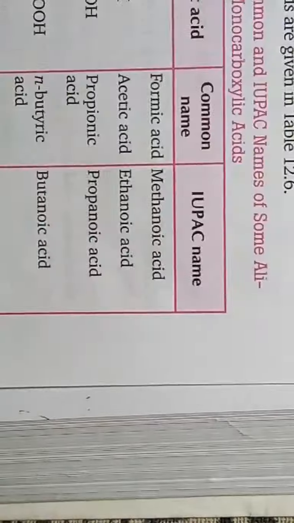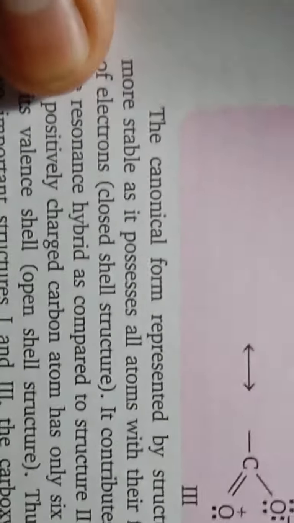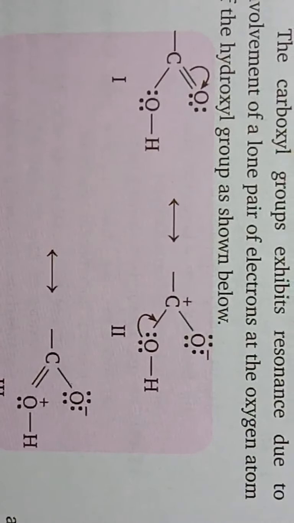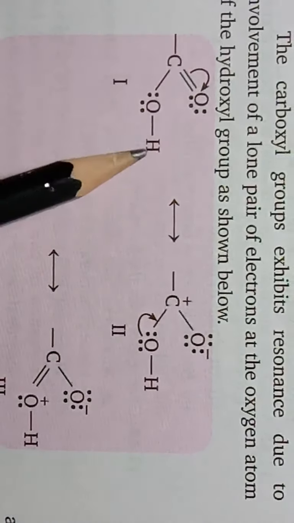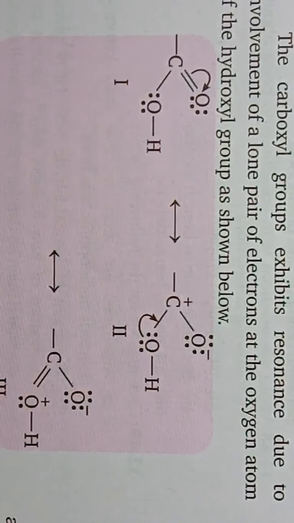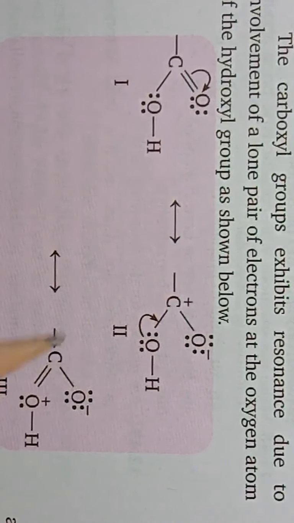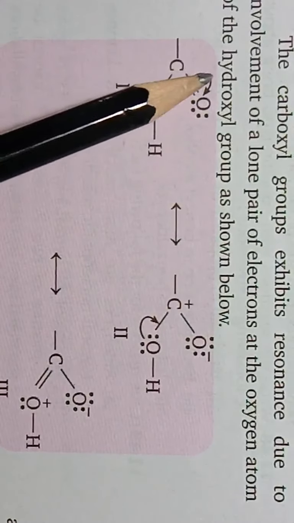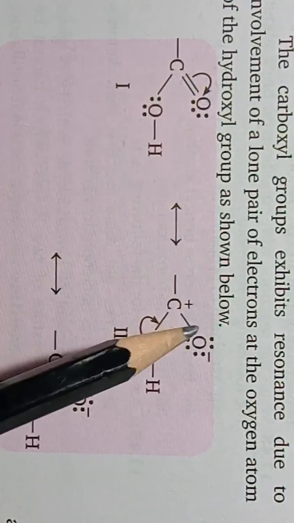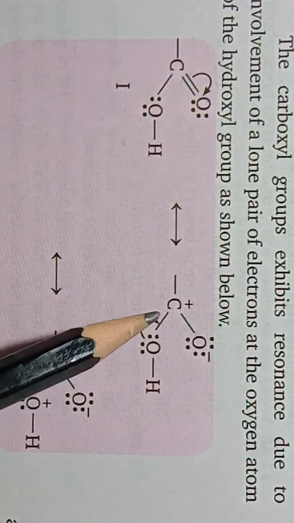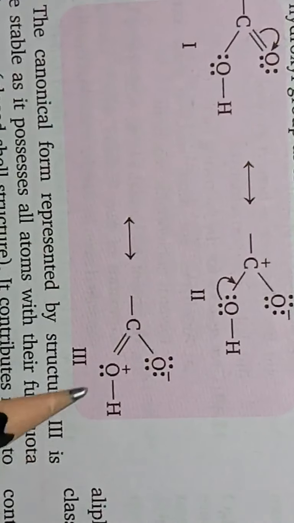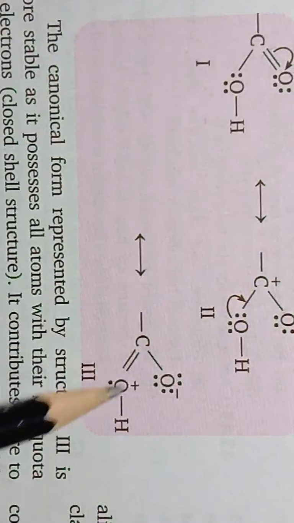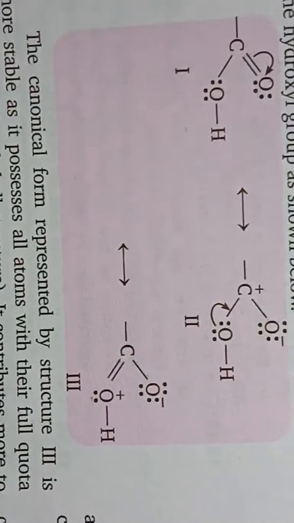Okay students, the next, this carboxylic group we can present in the following three different ways. These are the resonating structures of the carboxyl group. After delocalization of these electrons, you will get this structure. This electron will be shifted here, then this structure. So these three are the canonical forms or resonating structures of the carboxyl group.